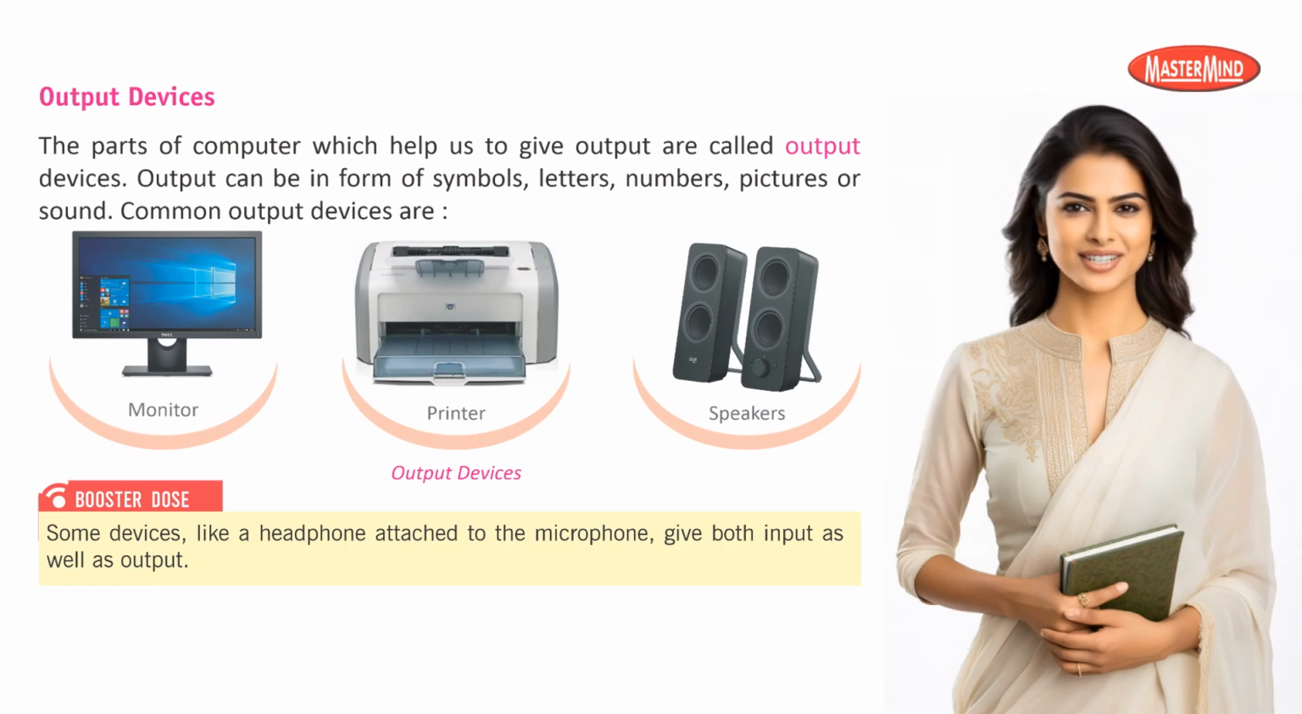Output devices. The parts of computer which help us to give output are called output devices. Output can be in form of symbols, letters, numbers, pictures or sound. Common output devices are monitor, printer, speakers, woofers. Some devices, like a headphone attached to the microphone, give both input as well as output.